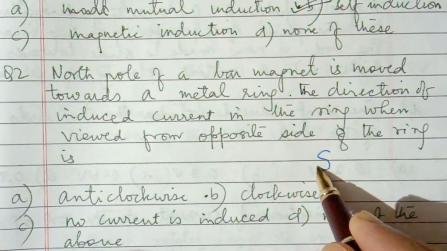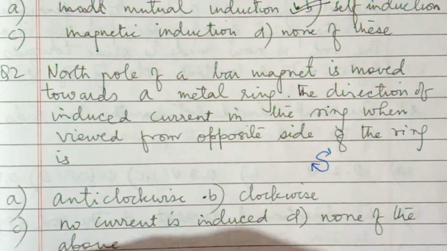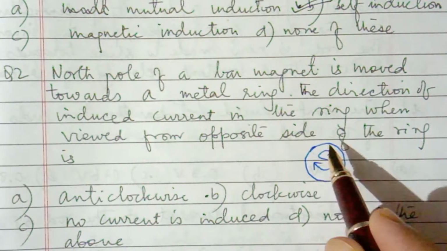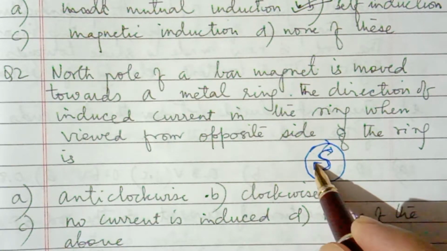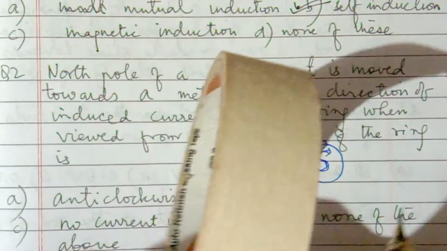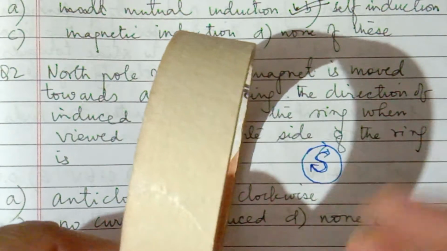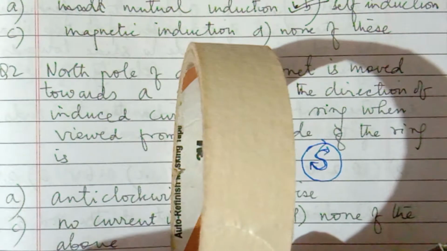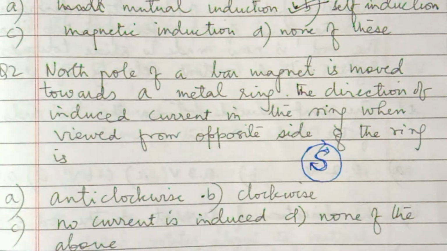For forming the south pole, you can remember this clock rule: when current flows in the clockwise direction, then south pole is induced. As you are viewing from the opposite side, and the magnet is coming from the other side, south pole is induced here. So to induce south pole, the current should be in the clockwise direction. That's why the option is clockwise.